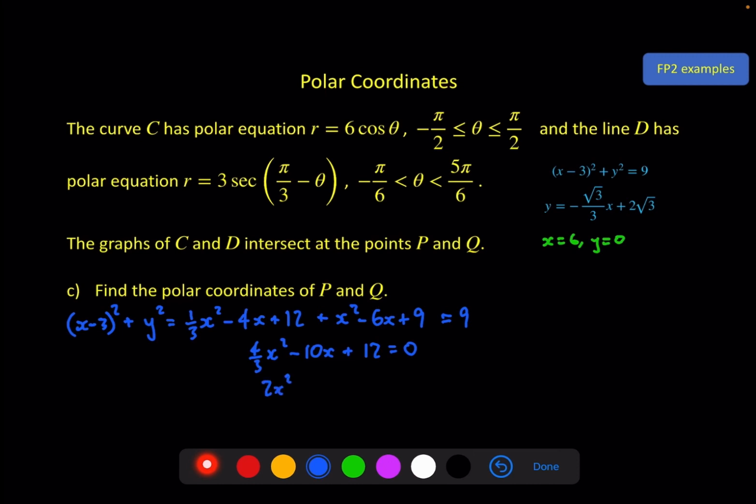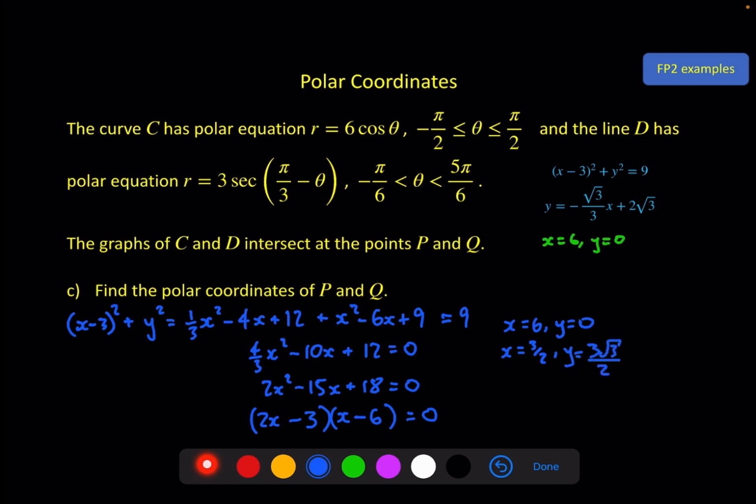So we get 2x squared minus 30 over 2 is 15x, 6, 3, 18. And I know one of the answers is a 6, so that helps me to factorize. And this must be 2x minus 3. Double check that works. We get 2x squared minus 12 minus 15x plus 18. Yes, this works with this solution as one of the answers. So we've got x equals 6, y equals 0, or x equals 3 over 2, y equals 3 root 3 over 2.